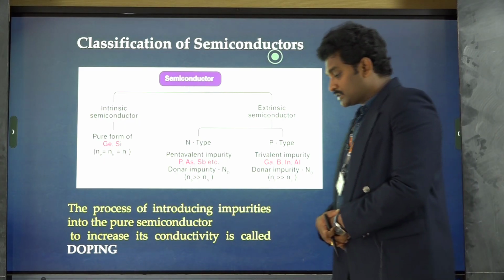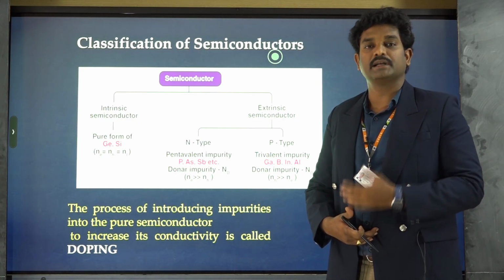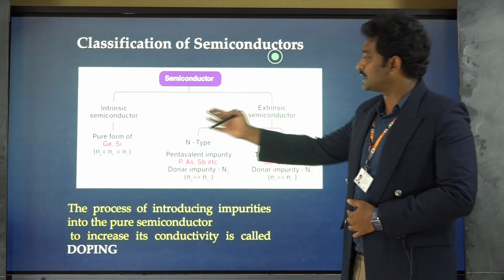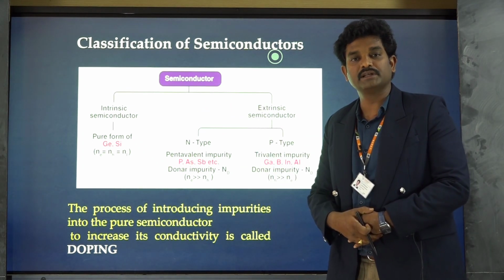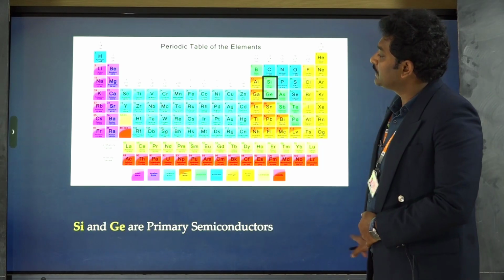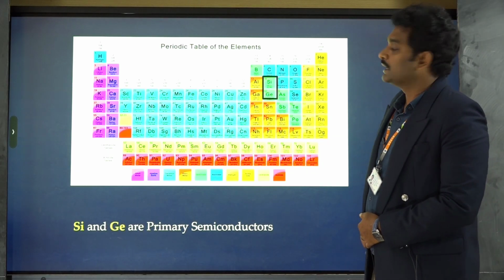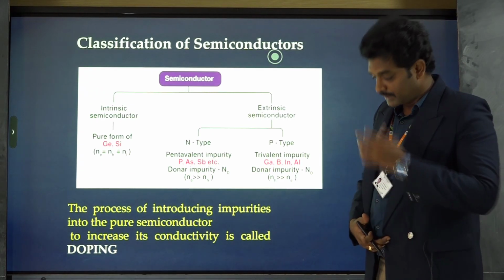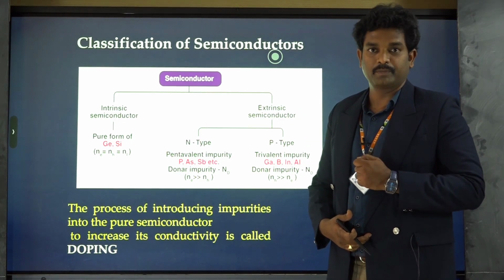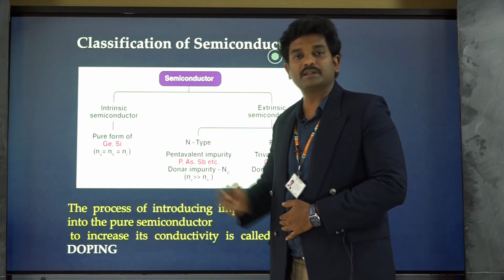Coming to the classification of semiconductors, just as we have classified materials into three different categories like metals, semiconductors and insulators, similarly, semiconductors have also been classified into two different categories. One is intrinsic semiconductor, the other one is extrinsic semiconductor. The purest form of semiconductor, silicon and germanium, they are called intrinsic semiconductors. Means intrinsic semiconductors are those semiconductors which are in the purest form. So silicon and germanium are the examples.